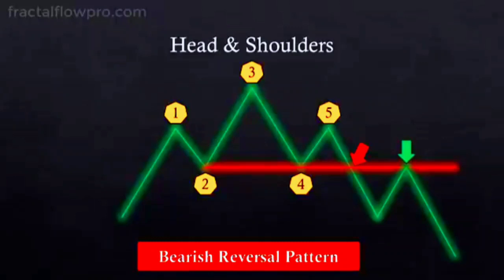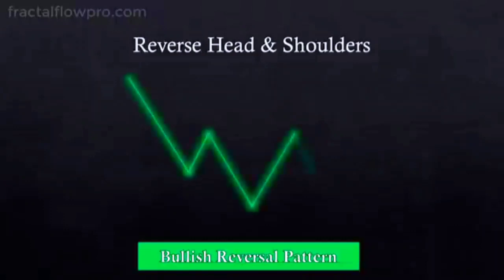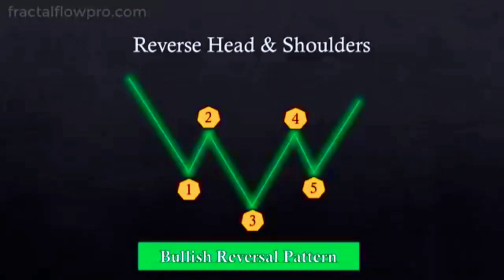Next in line we have the reverse head and shoulders pattern, which works in a similar way to the standard head and shoulders. But the reverse version is a bullish reversal pattern while the standard version is a bearish reversal pattern. The reverse head and shoulders pattern has the same configuration as the standard, but the pattern is upside down. We have a lower low followed by a higher low. The logic behind that is that sellers were able to create a low in number 3 but as they tried to create a lower low in number 5, they failed.